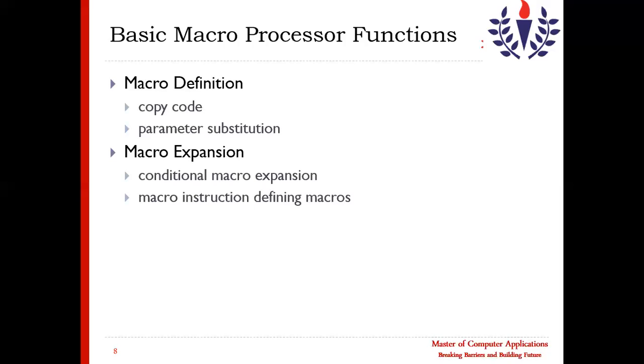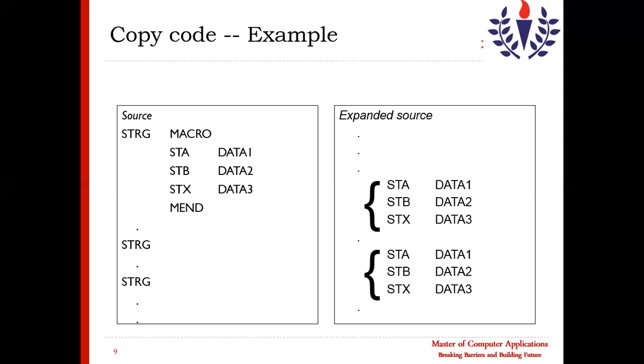So this is how we can define a macro. Then macro expansion. Macro expansion means expanding wherever the call will occur, the code of macro definition will be replaced with the macro call. So that means we are expanding the macro call here. So we will discuss, see, like here, one code is there. Okay, this is our source code.